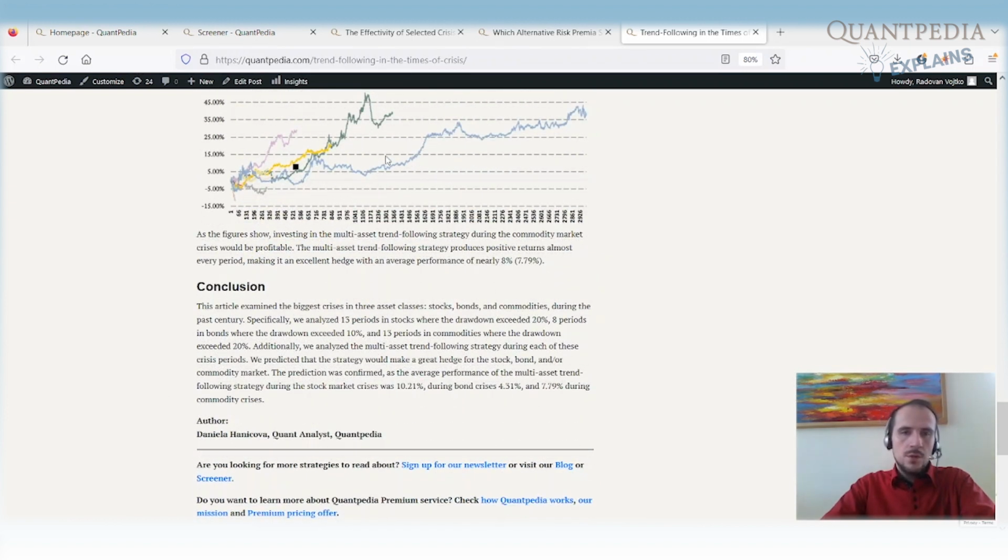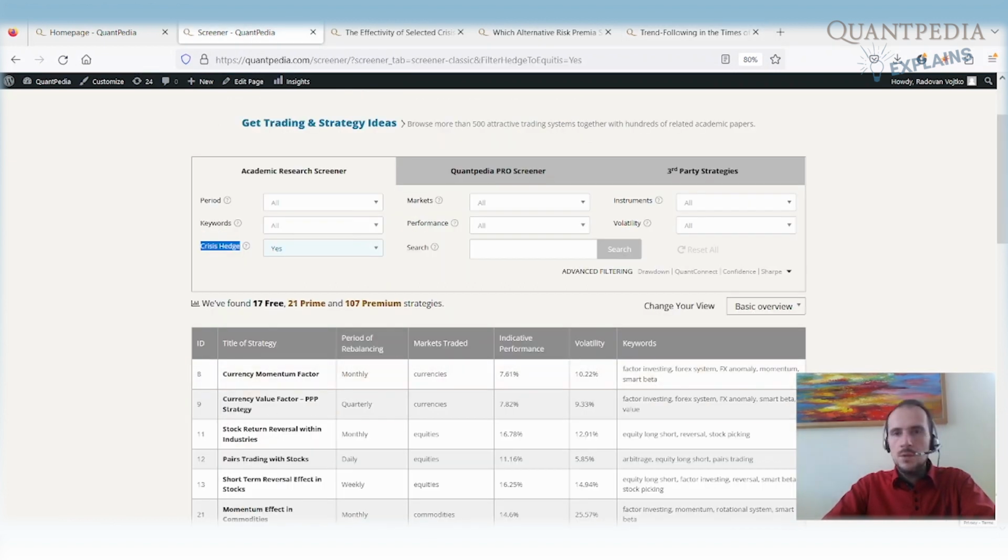Once again, trend following is not the only crisis hedge strategy. There are a lot of them that you can select. Trend following is a really good one, but you can also use the other ones.